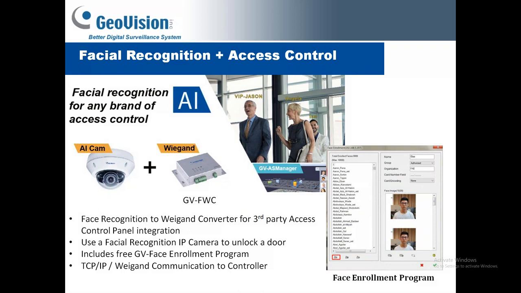Integration with access control. We currently do offer a product called the FWC. It stands for Face to Wiegand Converter. What this allows you to do is take one of our facial recognition cameras and integrate it with an access control system. What's very unique about this solution is this can be used with both GeoVision access control or third-party access control systems that will accept a Wiegand interface. So it supports Wiegand 26-bit, which is the most common access control interface. And this, again, will allow you to take that camera plus the FWC box, use it with a third-party panel and a third-party access control software, and you can then unlock a door based on someone's face.